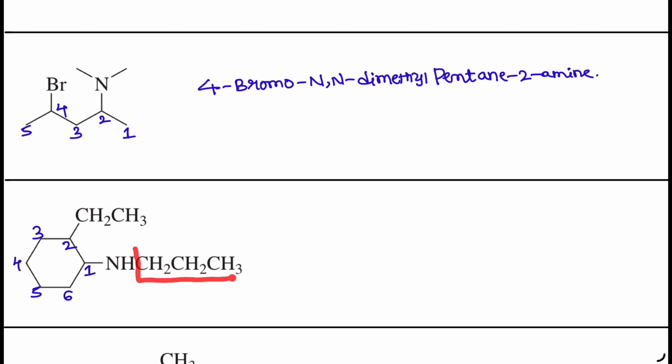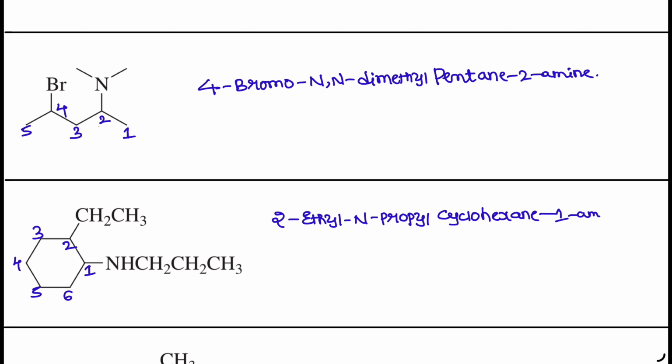Here, one branch is attached to nitrogen, another branch is attached to the carbon chain. This is ethyl, spelling begins with E, propyl, spelling begins with P. Therefore, we have to indicate E first, so that is attached to the second carbon of the carbon chain, 2-ethyl, N-propyl, because propyl is attached to nitrogen. Don't forget, it is a cyclic compound: cyclo, root word hex, primary suffix ane, 1-amine.